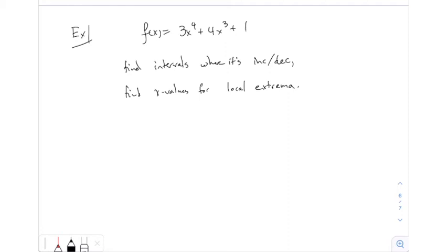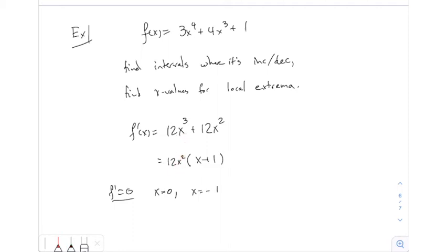It looked like most people were doing great with this. We should start by doing the derivative. I get 12x squared plus 12x. What? No, 12x cubed plus 12x squared, right? And then I'm going to factor 12x squared out, and what remains is x plus 1. And so my critical numbers, when the derivative equals 0, are x equals 0 and x equals minus 1, right? Here the 0 is kind of a repeated root because of this x squared thing here.